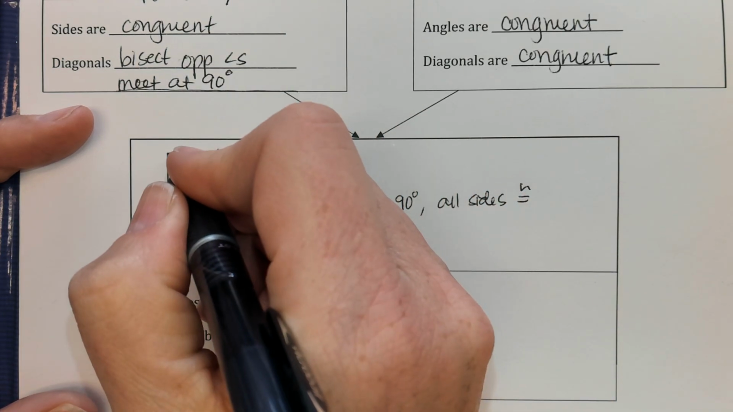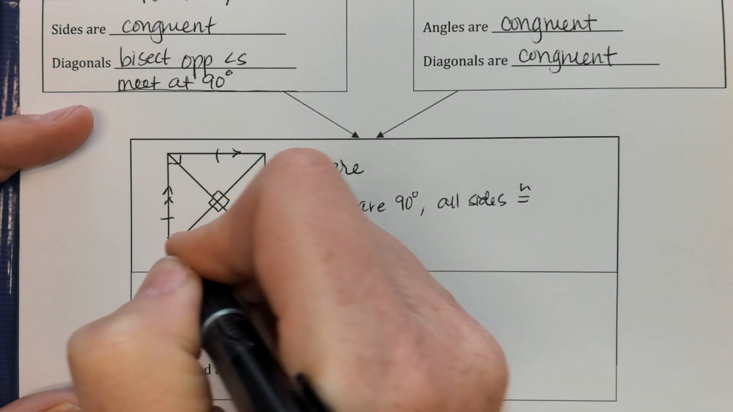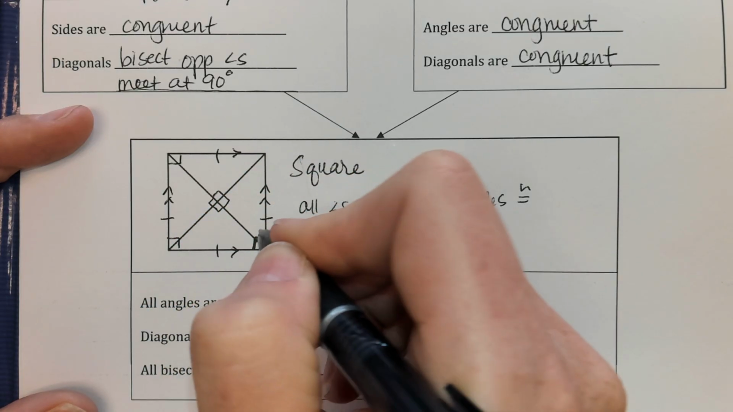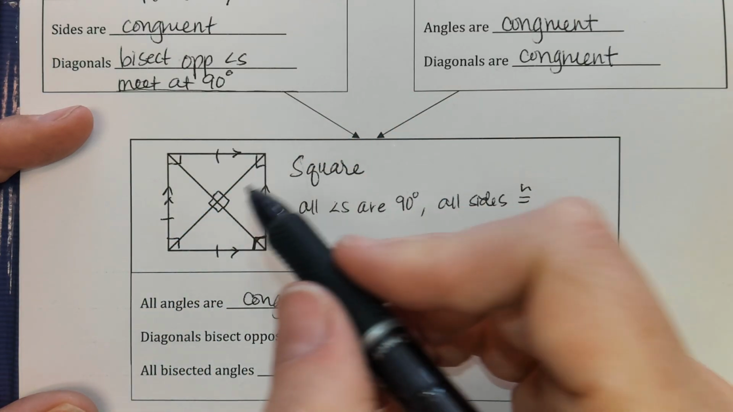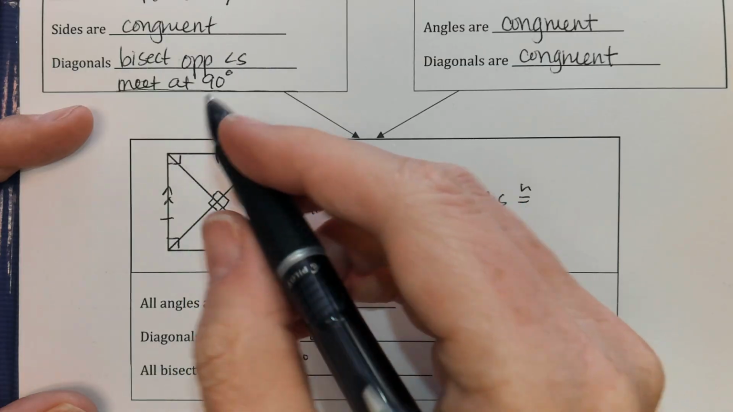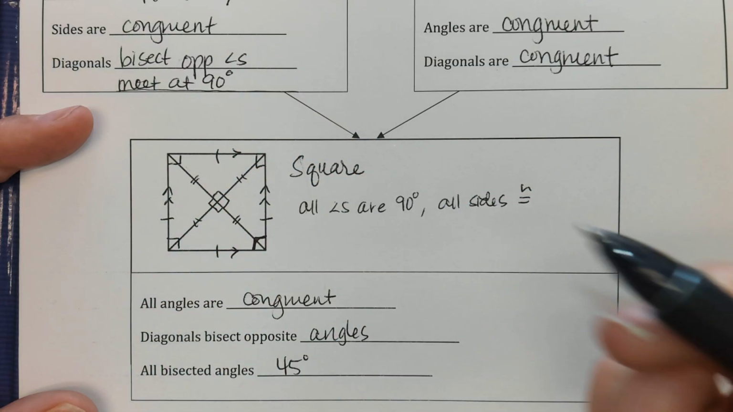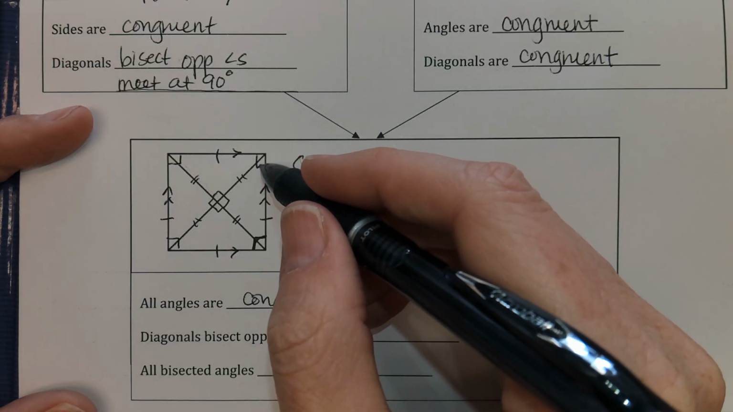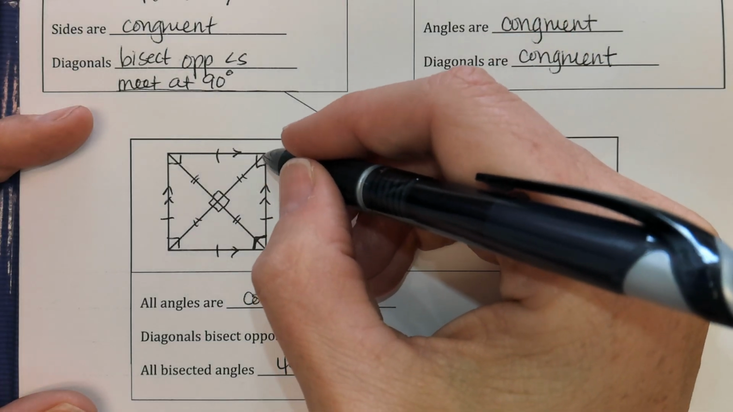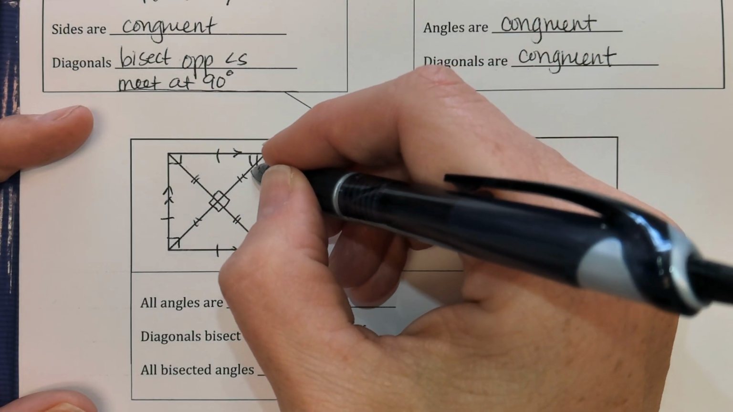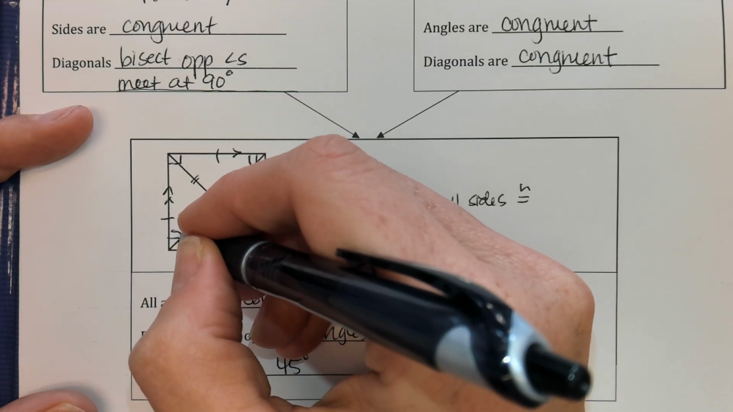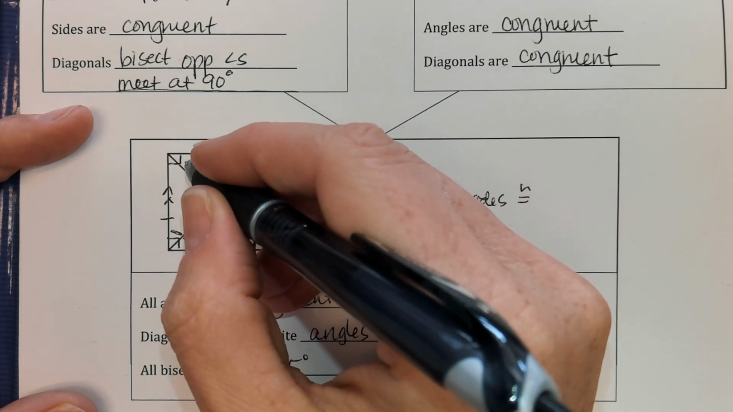Opposite angles are equal, but in this case, all the angles are the same. I should have just made that be a box. There we go. This diagonal bisects this diagonal, so that's equal to this. These diagonals bisect these angles. So this 90-degree angle just got cut in half. Each of these are 45s. All of these are 45s.